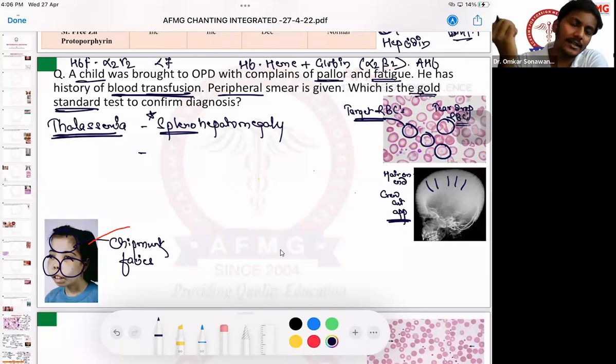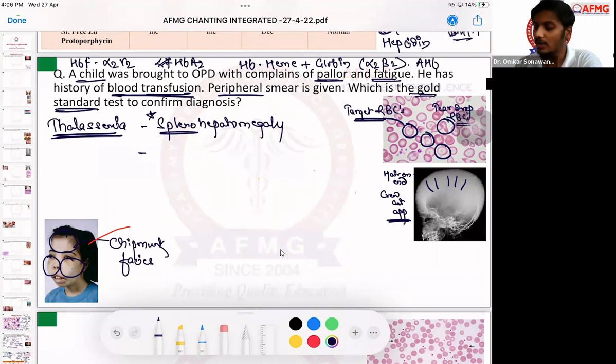Whereas minor adult hemoglobin, that is HbA2, is alpha 2, delta 2. It is around 2.5 to 3.5% maximum of the total hemoglobin. Now, if I talk about thalassemia, there can be a mutation either in the alpha globin gene or in the beta globin gene.